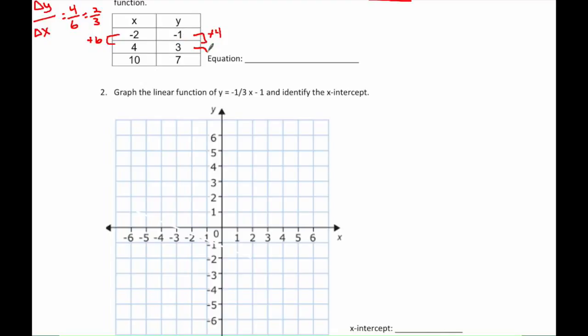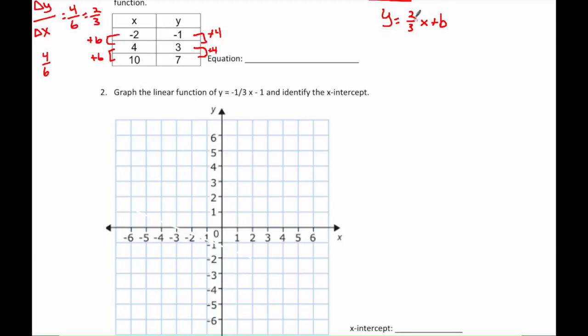But I'm going to go ahead and double check that it works for the next one. 3 to 7 is +4, 4 to 10 is +6. It is still the same ratio of 4 to 6. Even if those numbers are a little bit larger, as long as it's a ratio of 2 to 3 or 4 to 6, this is a linear function. So right now, I have y is equal to, my slope is 2/3 x plus b.